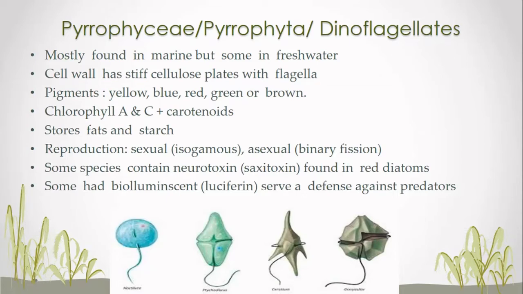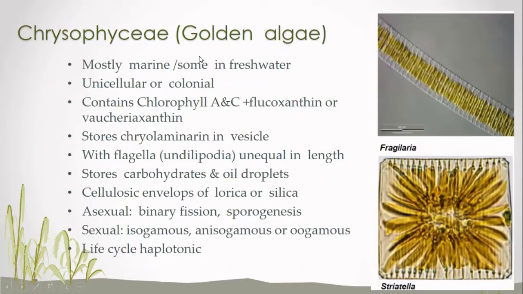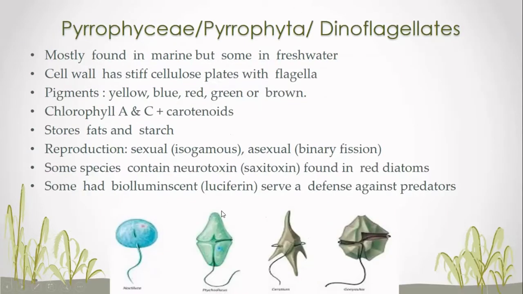When we say binary fission, in this annotation, this cell divides in half into identical cells. So for example, this is the cell, it splits slowly, forming two individual cells. So some species contain neurotoxin or saxitoxin found in red dinoflagellates. This is what causes red tide.